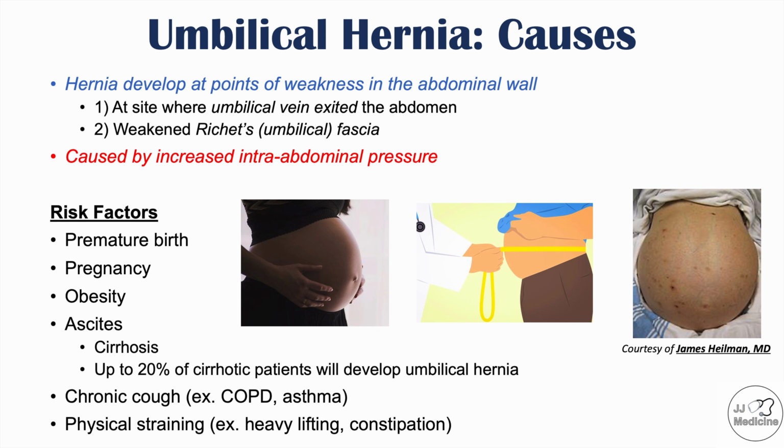So heavy lifting, chronic constipation, anything that's applying a lot of pressure to that abdominal area. So anything that's increasing intra-abdominal pressure, again, can lead to weakness in the abdominal wall, causing an umbilical hernia to form. Now let's talk about the clinical features of umbilical hernia.